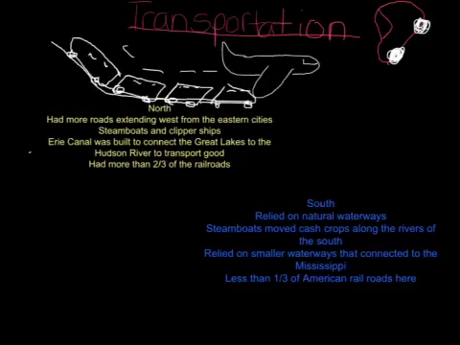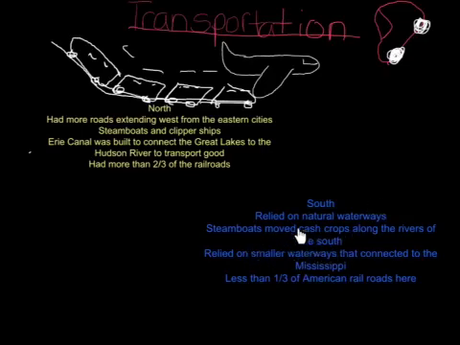Transportation. The North had more roads extending west from the eastern cities, which means they had more movement in transportation. And they also had steamboats and clipper ships. And the Erie Canal was built to connect the Great Lakes to the Hudson River to transport goods, which means that they could make more money transporting goods. And they also had 2/3 of the railroads.